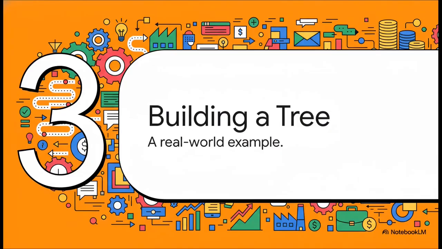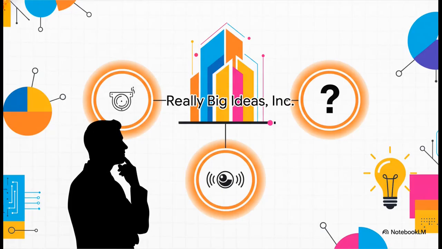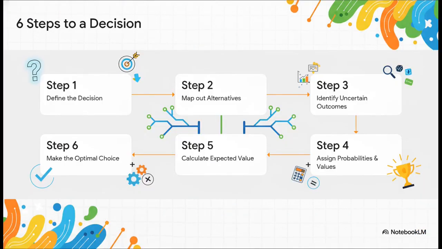All right, enough theory. The best way to really get this is to get our hands dirty and actually build one. So, we're going to walk through a classic business scenario and map the whole thing out together. Okay, so put on your consultant hat. You're working for a company called Really Big Ideas, Inc. Love that name. And they've hired you to figure out which new product they should sink their time and money into. The pressure's on. We're going to do this in 6 clear steps.